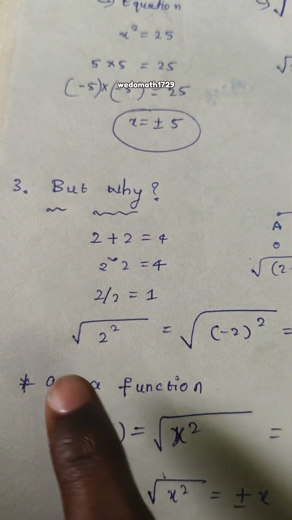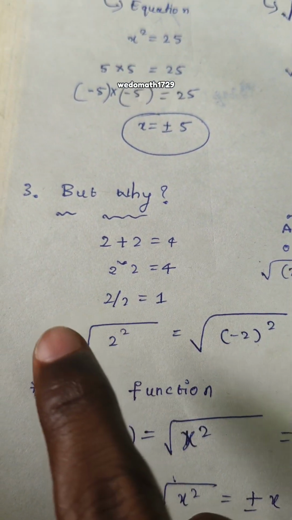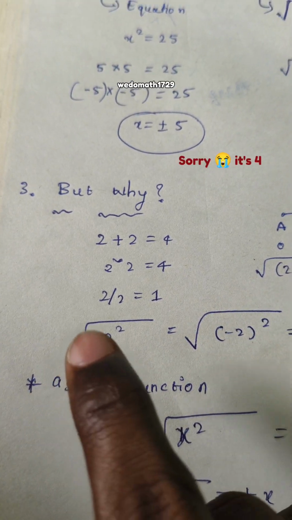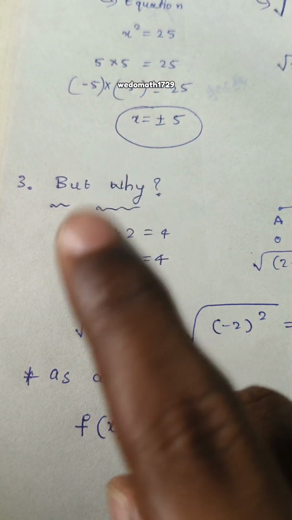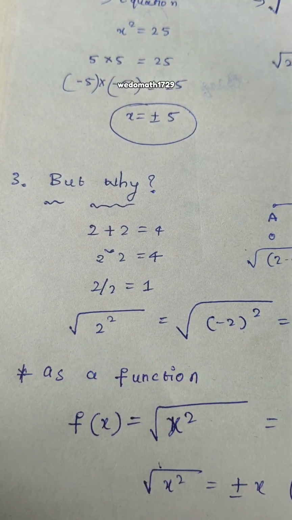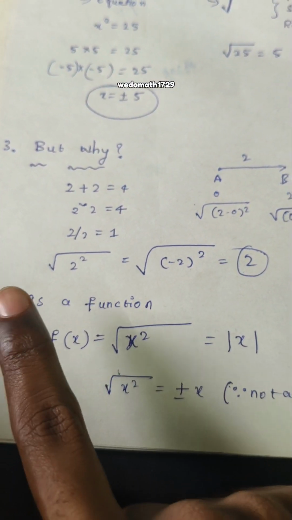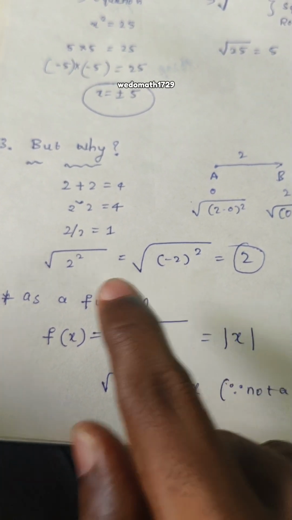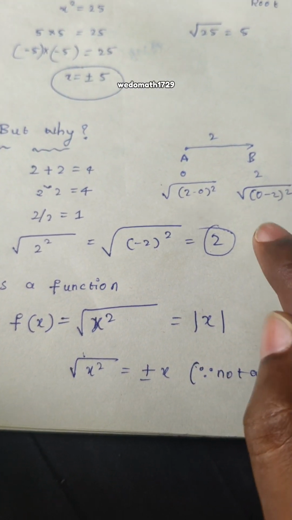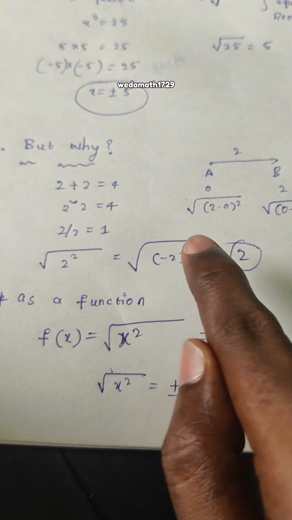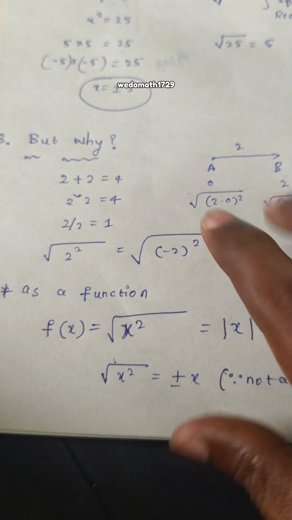If you look at normal operations, basic operations in mathematics, 2 plus 2 equals 4, 2 times 2 equals 4, 2 by 2 equals 1. They all give only one output. There are no two or more outputs. So mathematicians thought, why not have one output for square roots as well? That is why they define square root of any number squared is always a positive number. So square root of (minus 2) whole square, square root of 2 square is also a positive number.